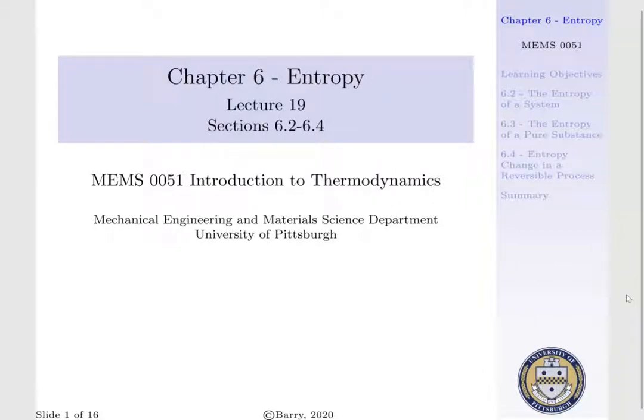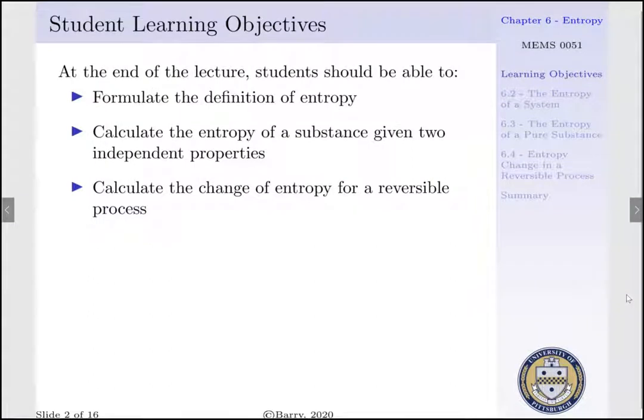Lecture 19 covers section 6.2 through 6.4. At the end of today's lecture, you should be able to formulate the definition of entropy, and you should be able to calculate the entropy of a substance given two independent properties. Lastly, you should be able to calculate the change of entropy for a reversible process.